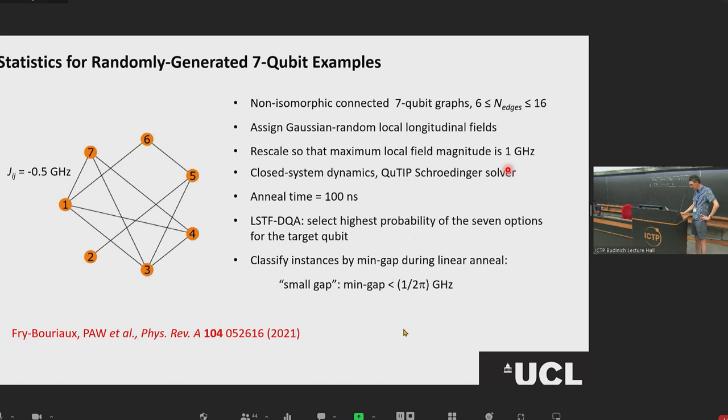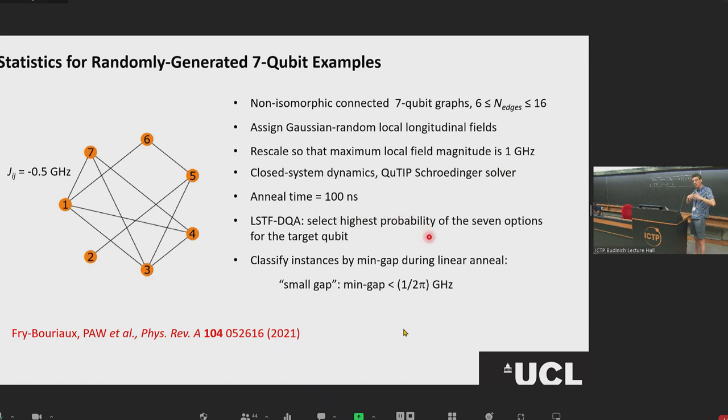So we've looked at a bunch of different 7-qubit examples. Here are some technical details of that. We have between 6 and 16 edges in our 7-qubit problem. We assign randomly selected local fields from a Gaussian distribution. Then we rescale so the maximum local field is always 1 gigahertz. We study the closed system dynamics on the Q-tip, a sort of Schrodinger solver. We set the anneal time to 100 nanoseconds.